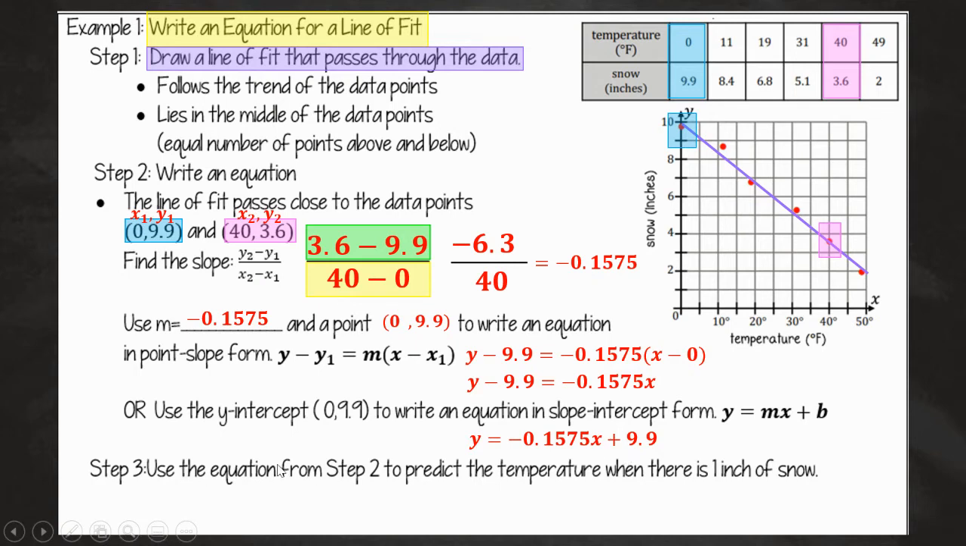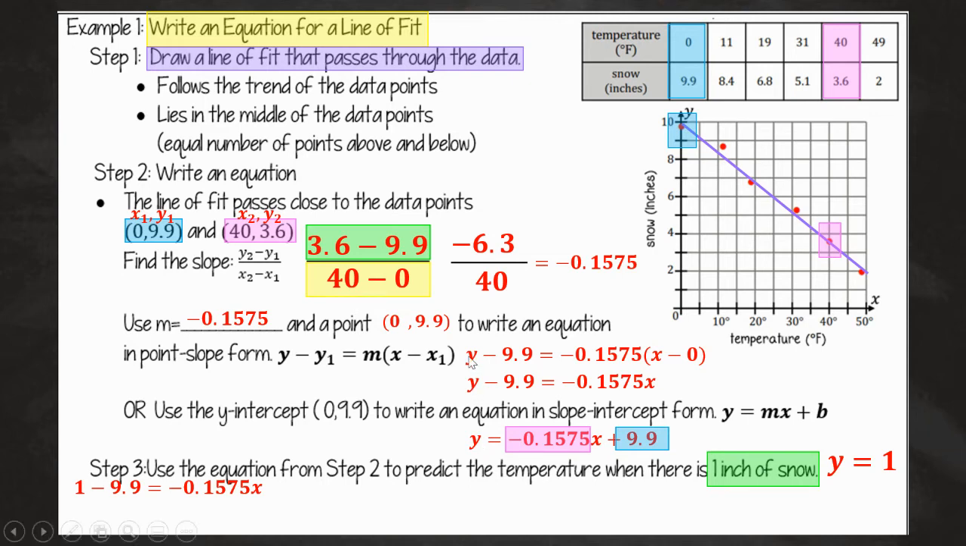So now I have to use this equation, from step 2 to predict the temperature when there is 1 inch of snow. So I have my slope and I have my y-intercept, and this 1 inch of snow is talking about my y value right here, and see how my graph doesn't include that? Well, I can use my equation now to predict what the temperature would be when there's 1 inch of snow. So I'm going to plug this 1 in for my y value, and I can use either my point slope form or my slope-intercept form to plug in the 1.